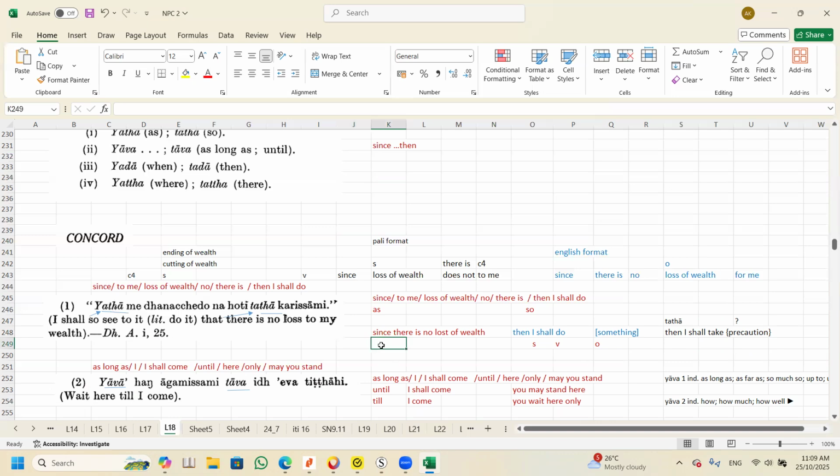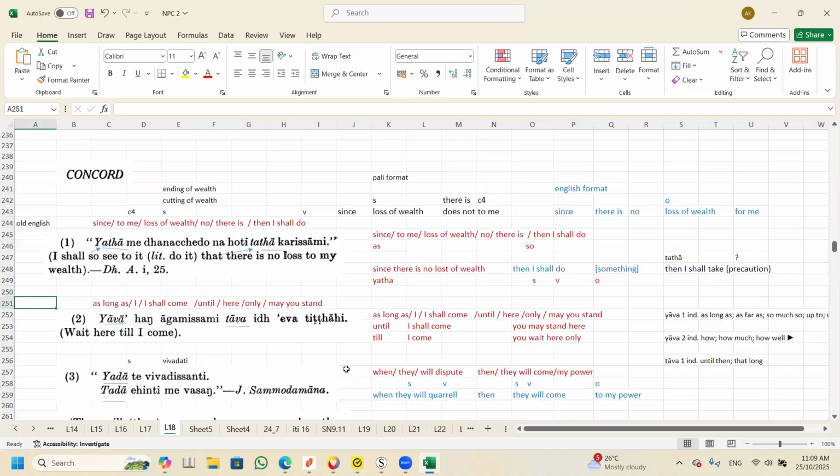So this is yata, this is yata. This is "since there is no loss of self, then I shall take precaution." You understand? So both of them are correct. Whether you like this way of translation or you want old English, which is a bit difficult. I think simple English is better so that you can read and understand. It's up to you. English is the difficult one, not the Pali.